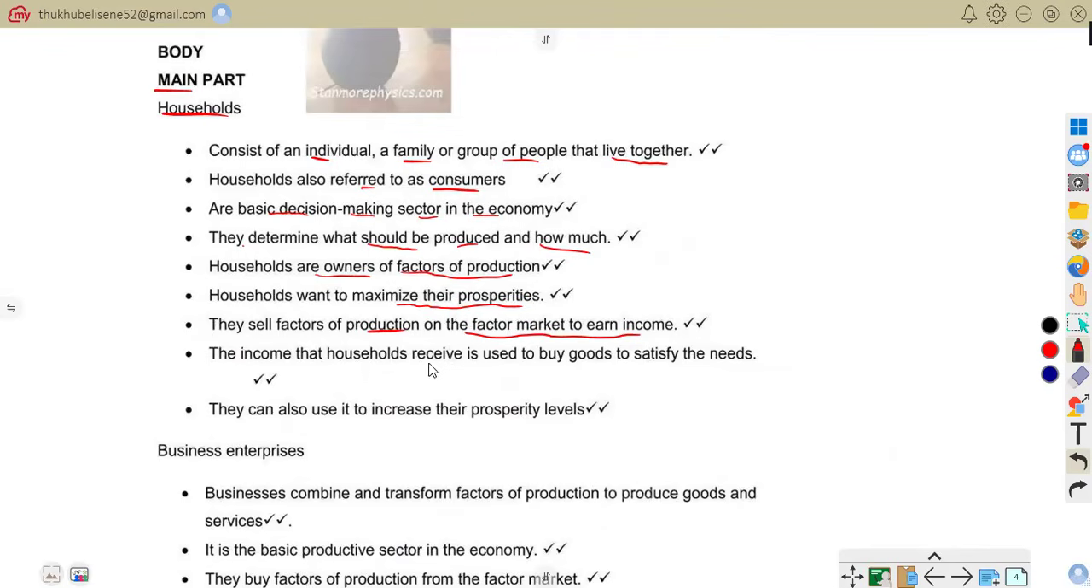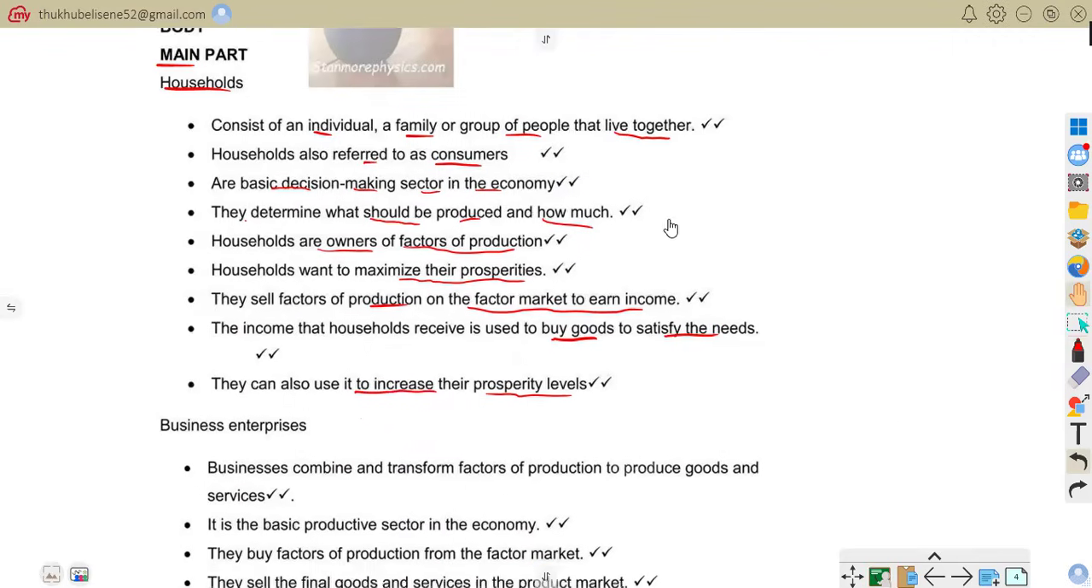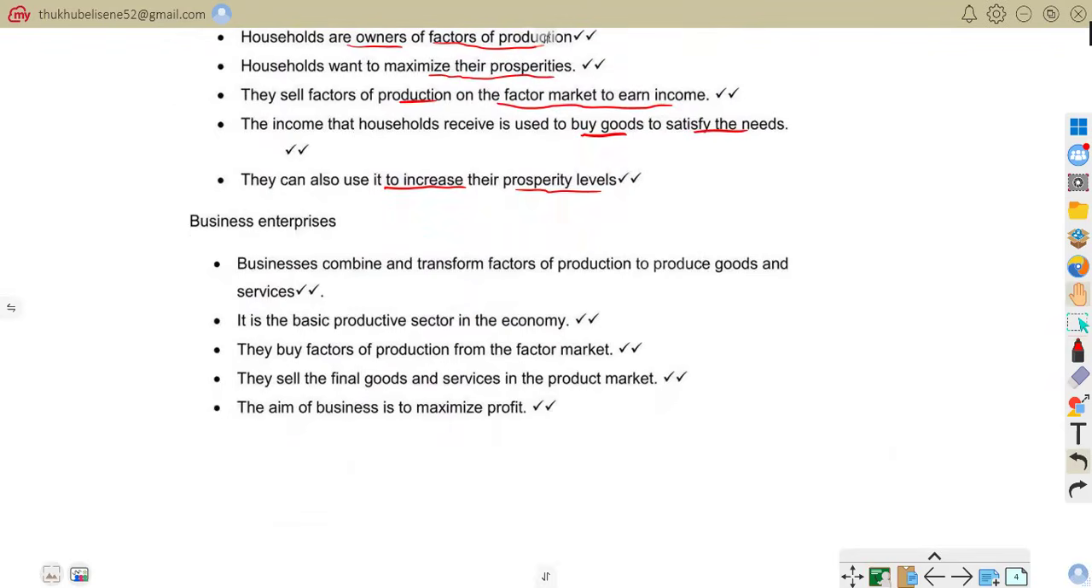The income that the households receive is used to buy goods to satisfy their needs. It means that they spend money on goods and services, for example, paying for electricity and water. They can also use it to increase their prosperity levels. This means that income can be saved or invested. So now let us move on to business enterprises.